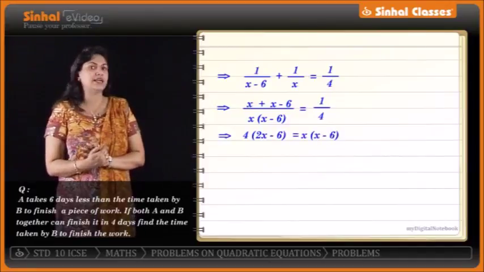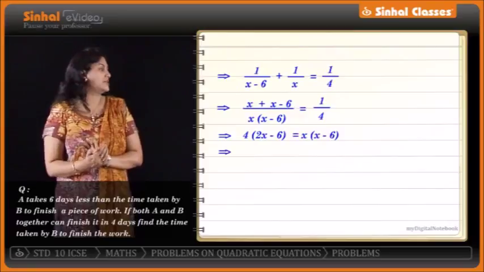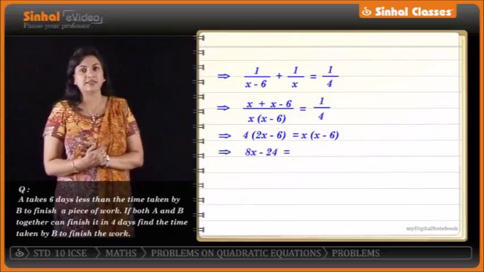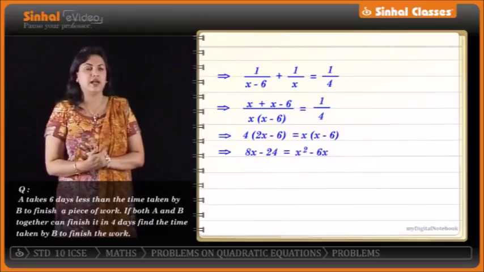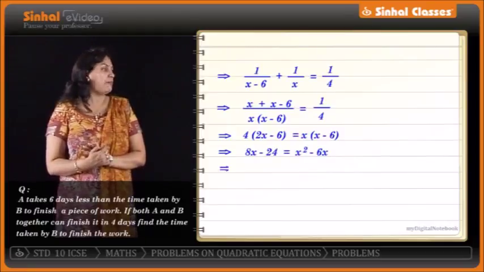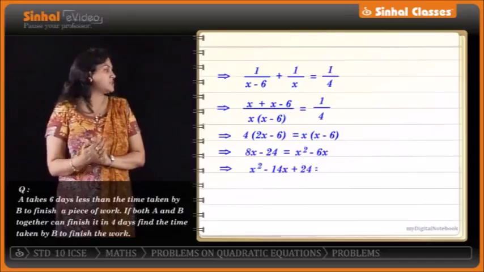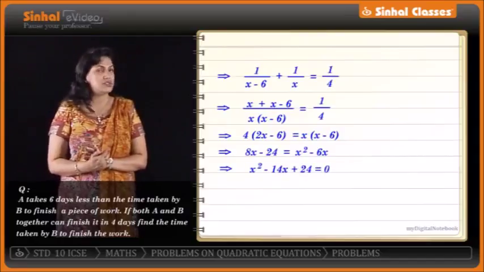That is, 8x minus 24 is equal to x square minus 6x. Now take all the terms on one side. We have x square minus 14x plus 24 is equal to 0.